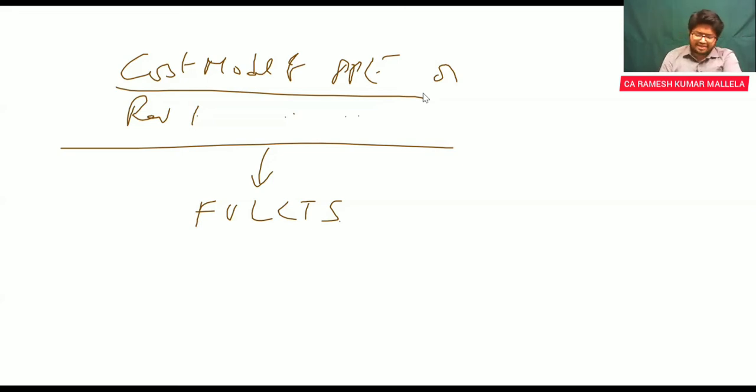Now, when it is done, there is an amount of impairment loss which you recognize in P&L.